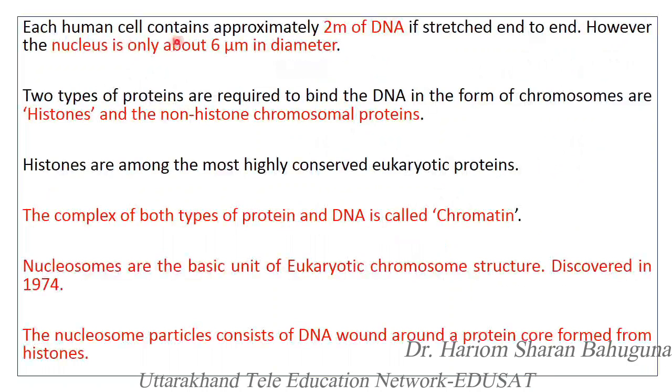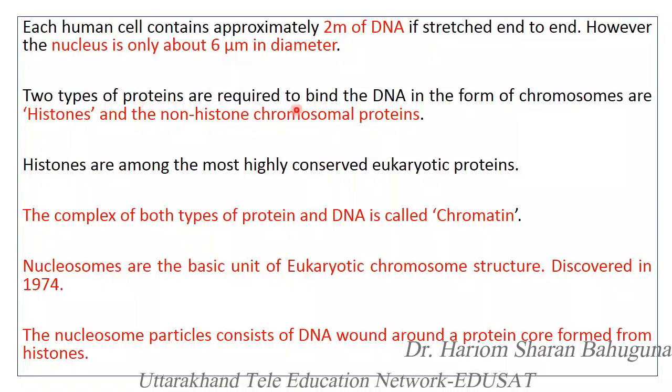As you know, every human cell has a total of 46 chromosomes, and if these 46 chromosomes are separated and arranged end to end, the total length will be 2 meters, while the diameter of the nucleus is sufficiently smaller compared to the length of the total DNA. So how this much DNA remains packaged in the nucleus is a point of miracle, and it will be discussed.